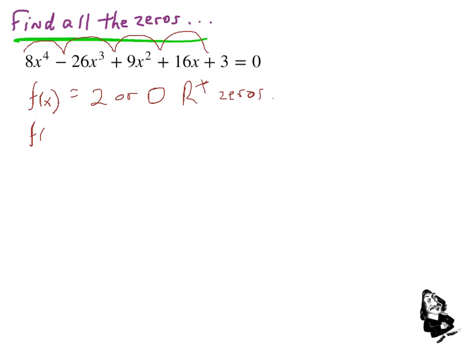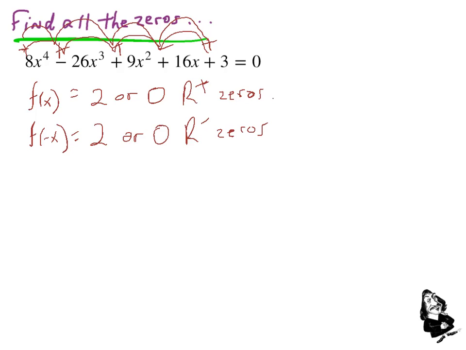Okay, for the negatives, plug in a negative. And that's going to stay positive here. That's going to change to positive. That is going to stay positive. That is going to change to a negative, and that will stay a positive 3. So that's going to be no, 1, 2. Two sign changes. We have 2 or 0 negative reals as well.